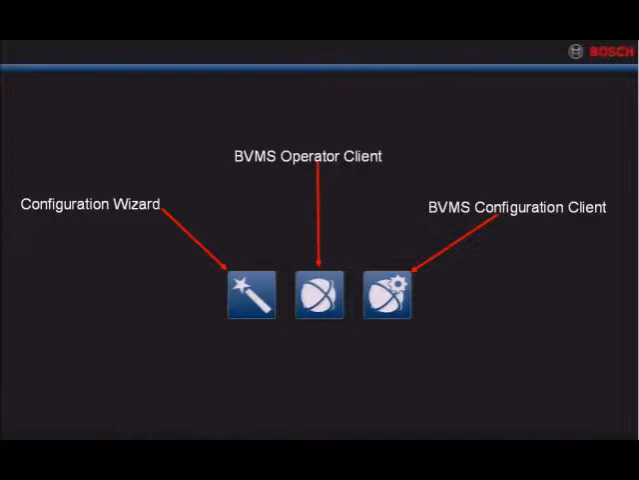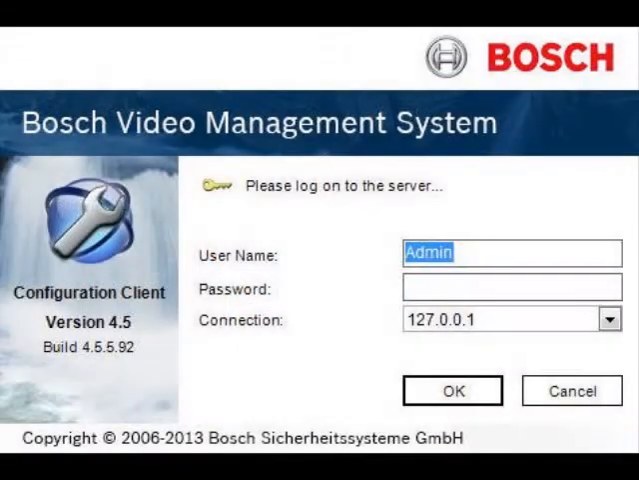From the kiosk menu of your DIVAR IP appliance, select the BVMS Configuration Client icon on the far right-hand side. You should be prompted to log into Configuration Client. The default username is admin with no password. You can use the default loopback connection address of 127.0.0.1. This should be present in the connection drop-down menu.